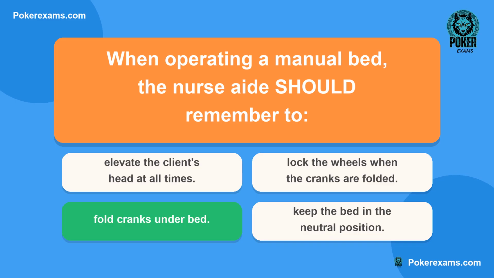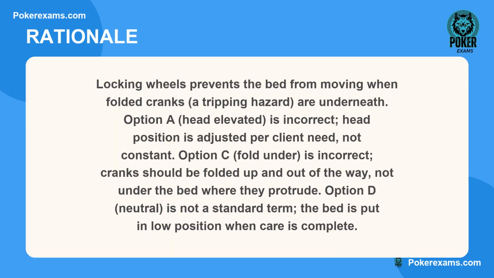The correct answer is C. Here is why. Locking wheels prevents the bed from moving when folded cranks, a tripping hazard, are underneath. Option A, head elevated, is incorrect. Head position is adjusted per client need, not constant. Option C, fold under, is incorrect. Cranks should be folded up and out of the way, not under the bed where they protrude. Option D, neutral, is not a standard term. The bed is put in low position when care is complete.